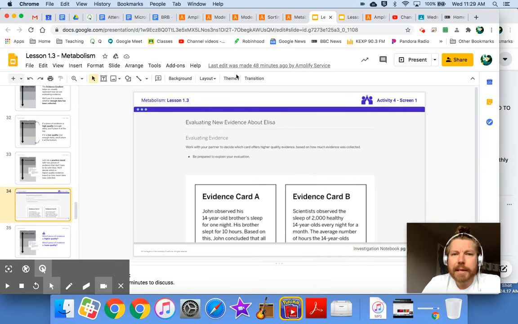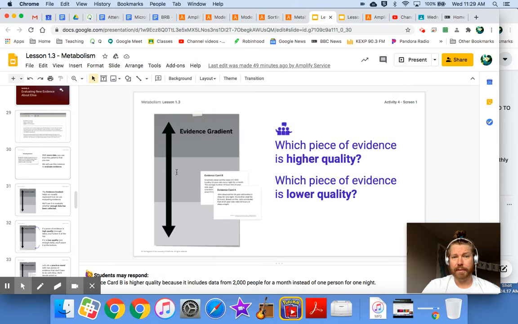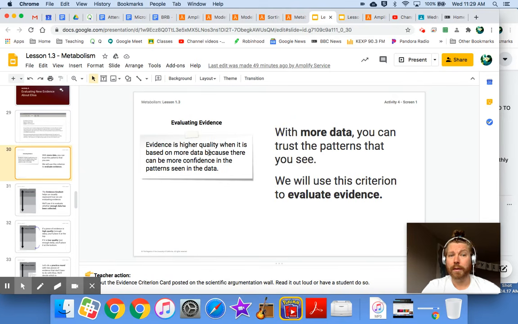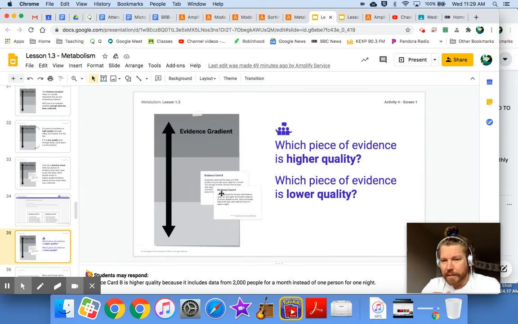So let's take a look at this. What we are supposed to do is say which piece of evidence is higher quality evidence. What do we mean by higher quality evidence? Well, what did we just say? Evidence is higher quality when it is based on more data because there can be more confidence in the patterns seen in the data. So if it's higher quality, we would put it up here at the top. If it's lower quality, we would put it down here at the bottom.